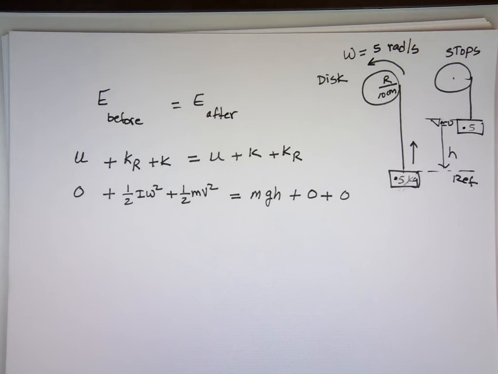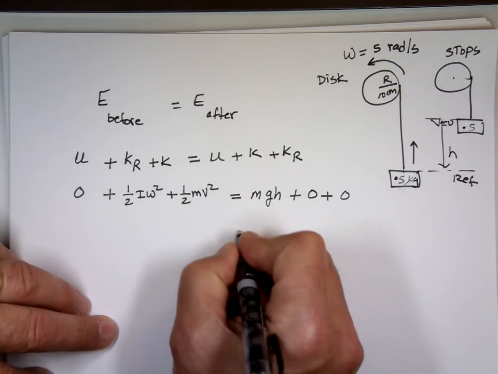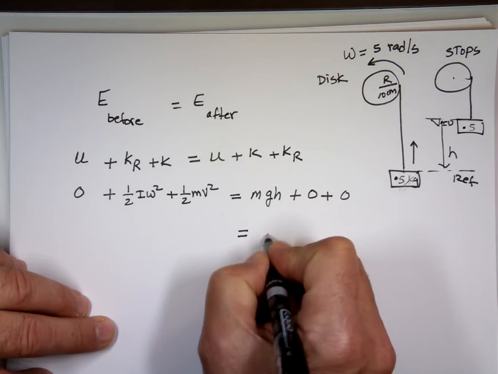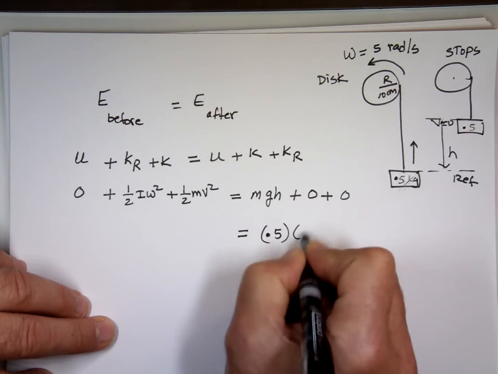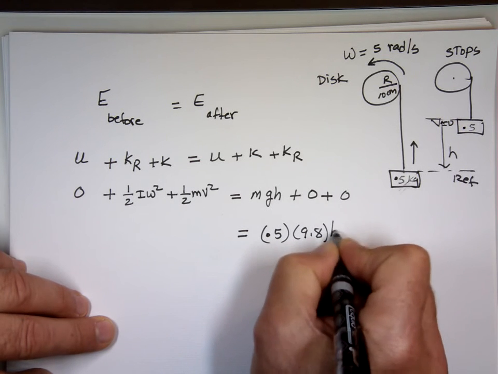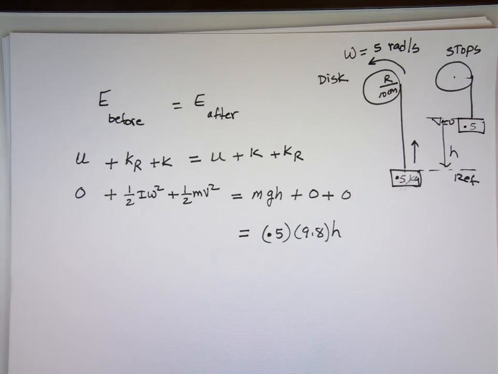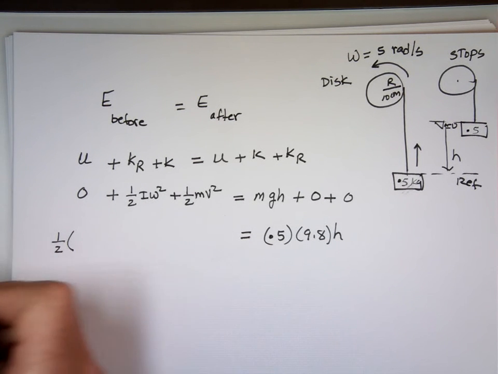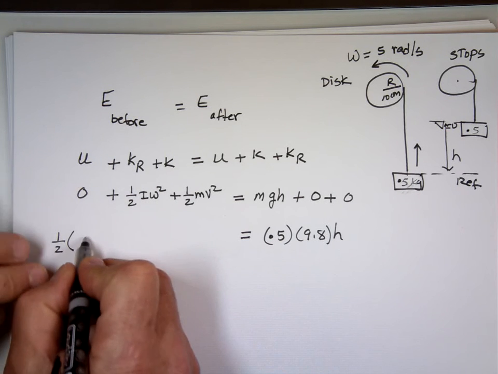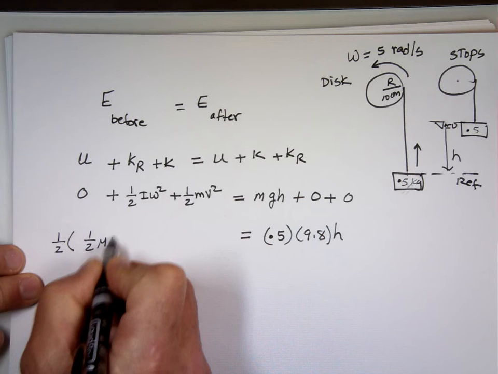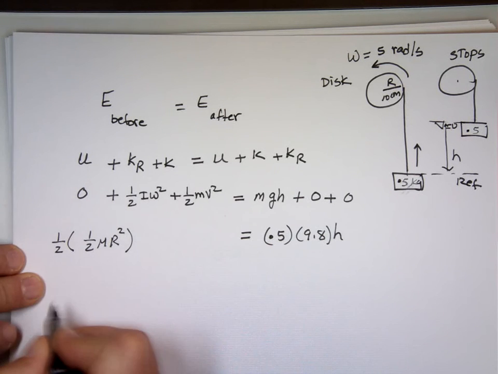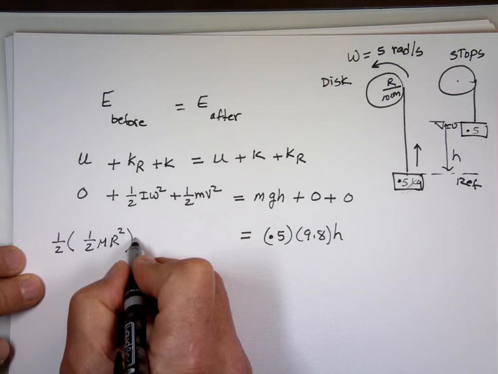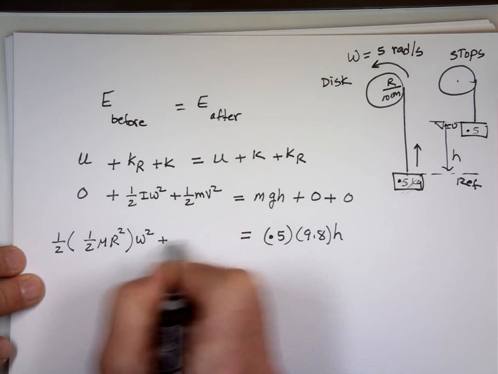So let's fill in the values. On the right side, the mass is 0.5. Gravity is what? 9.8. The height, which is h. On the left side, 1/2 I. Let me go back to that chart. What is I? I for a solid disk spinning around the center is 1/2 mr squared. Times W squared plus 1/2 mv squared.